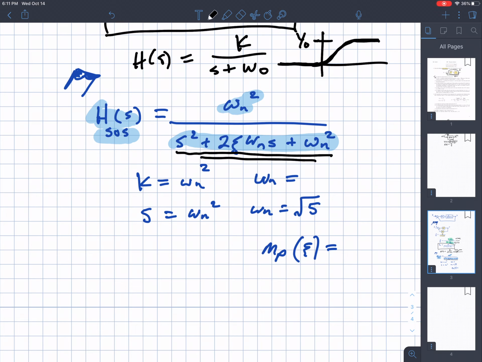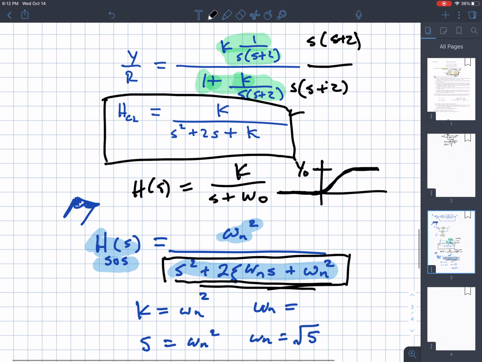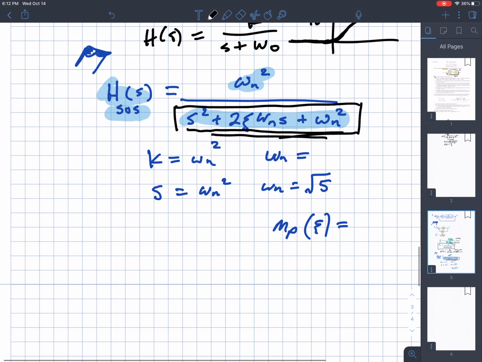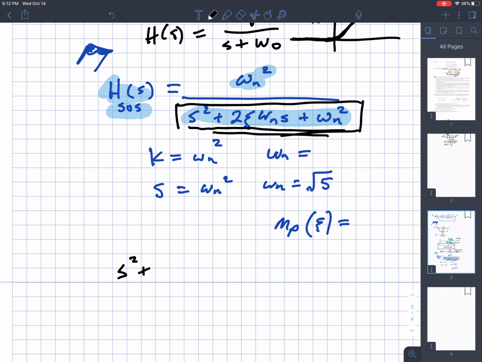So the next thing you need to be able to do is what I call pattern recognizing. You need to take a look at this denominator and identify what that would mean in the transfer function under consideration. Our transfer function under consideration is this. We look at the denominator and it's s squared plus 2s plus k. So I'm going s squared plus 2s plus k, and I'm trying to match the terms.